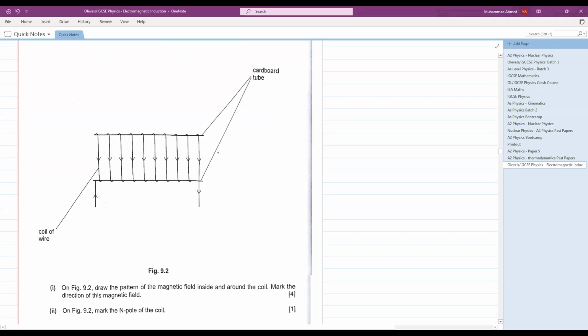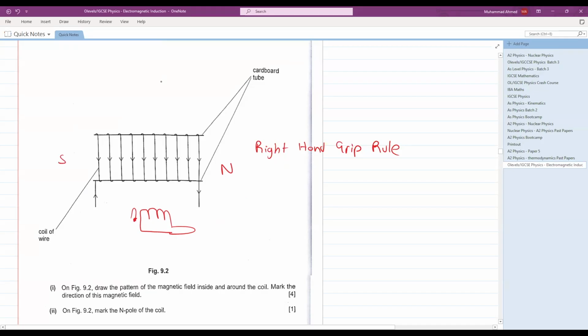So if I apply the right hand grip rule here, my fingers curl in the direction of the current. Where will my thumb point? My thumb will point towards the right hand side. You can do it yourself as well. If your fingers curl in the direction of the current, your thumb will point in the direction of the north. This is north, this will be south.